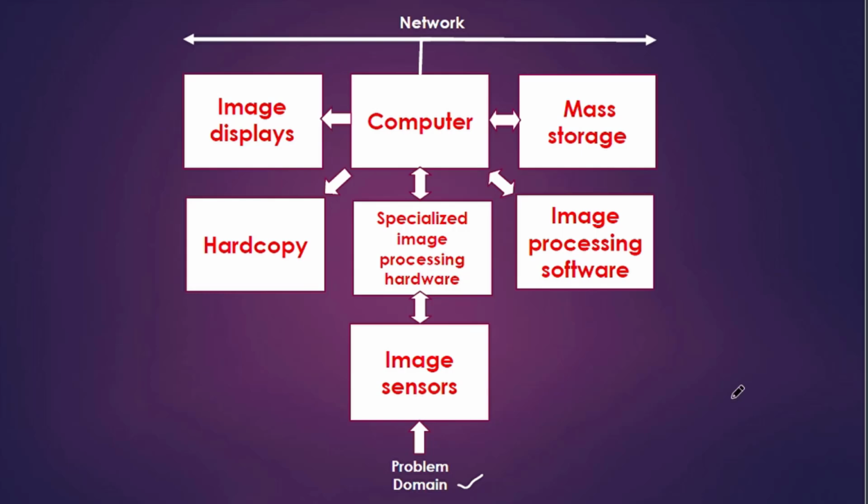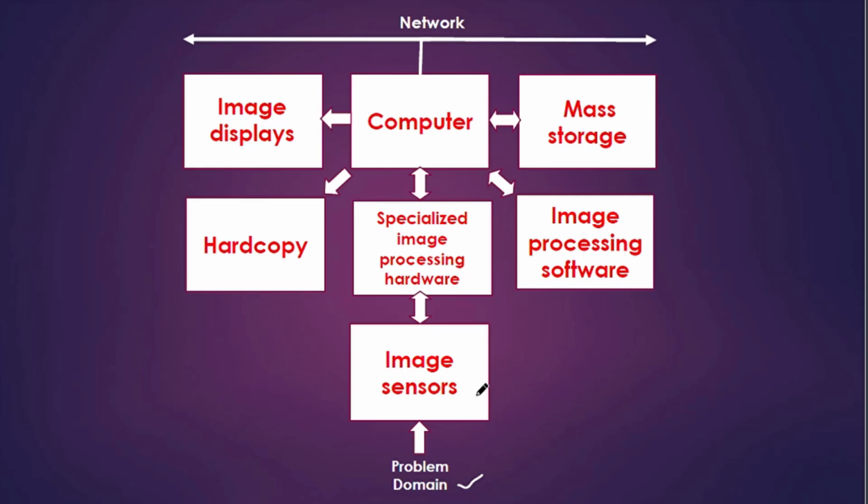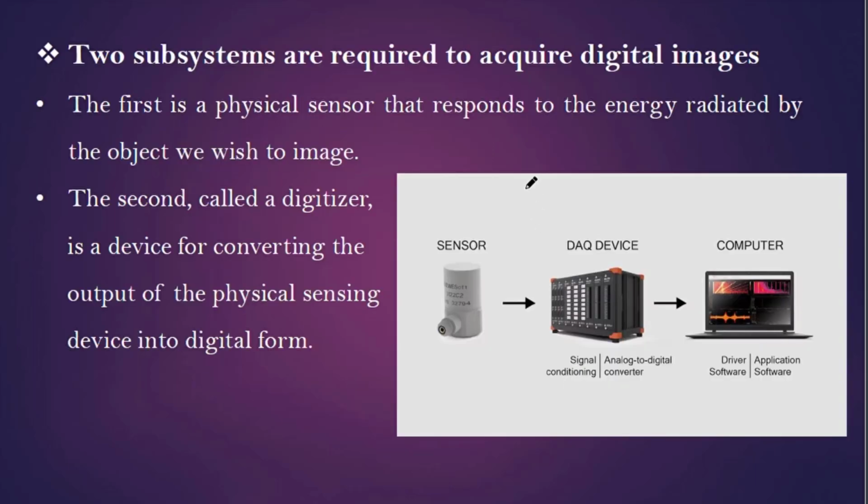I'll explain each component. First, see here, is image sensors. Image sensor is used to sense the image. Actually, to acquire a digital image, we need two things. The first is a physical sensor and the second is a digitizer. This physical sensor responds to the energy radiated by the object we wish to image.